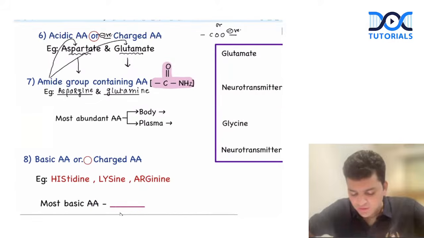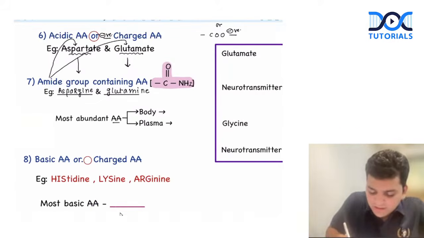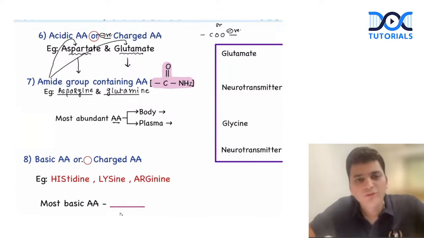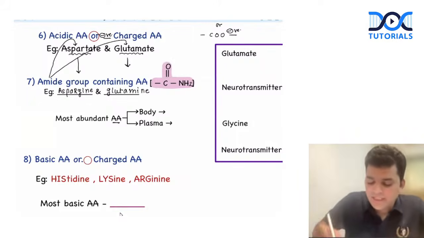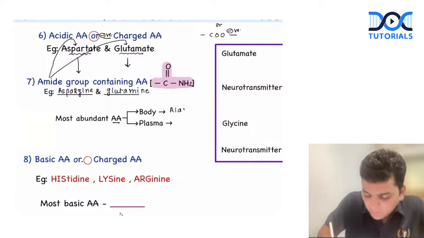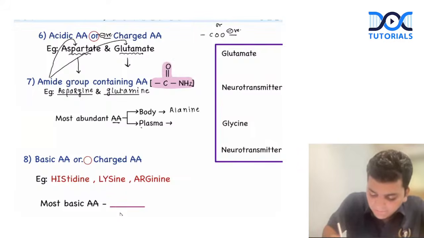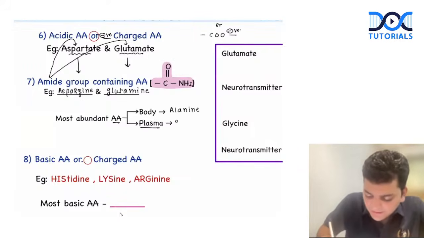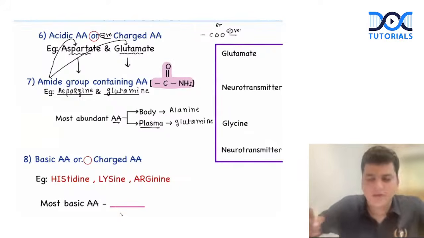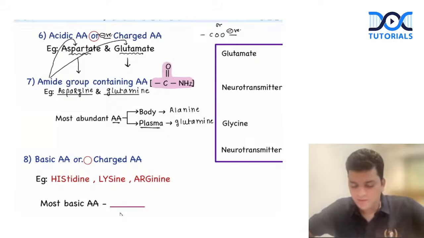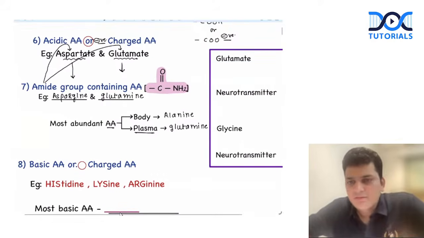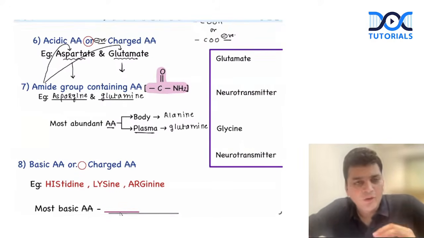Now, here are two questions: the most abundant amino acid in the body and in plasma. I already told you the answer for the first one. The most common amino acid in the body is alanine. But if they particularly ask which is the most common in the blood, in the plasma, then the answer is glutamine.